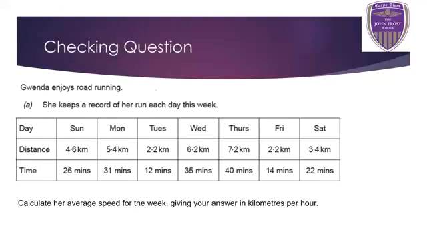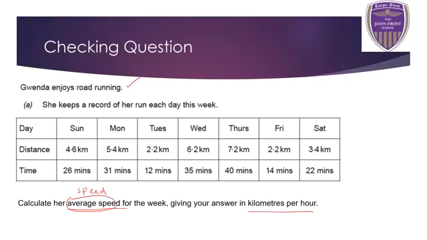Okay, welcome back. So Gwenda enjoys road running. Yeah, me too. She keeps record of her run each day this week. Do I understand this? Yes. So on Sunday, she ran 4.6 kilometers in a time of 26 minutes. On Monday, 5.4 kilometers, 31 minutes. I get it, yeah. And I want to find her average speed for the week. Now remember, average speed is often used, but it just means her speed for the week. Average speed and speed are interchangeable terms. And I want the answer in kilometers per hour.